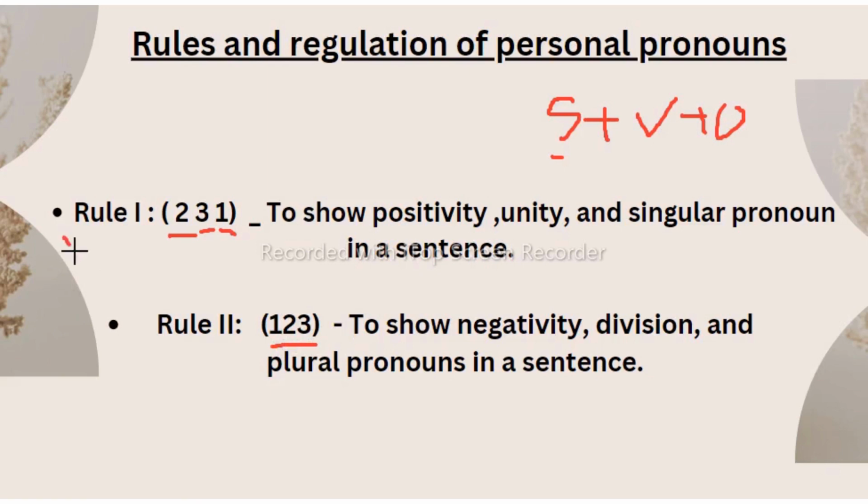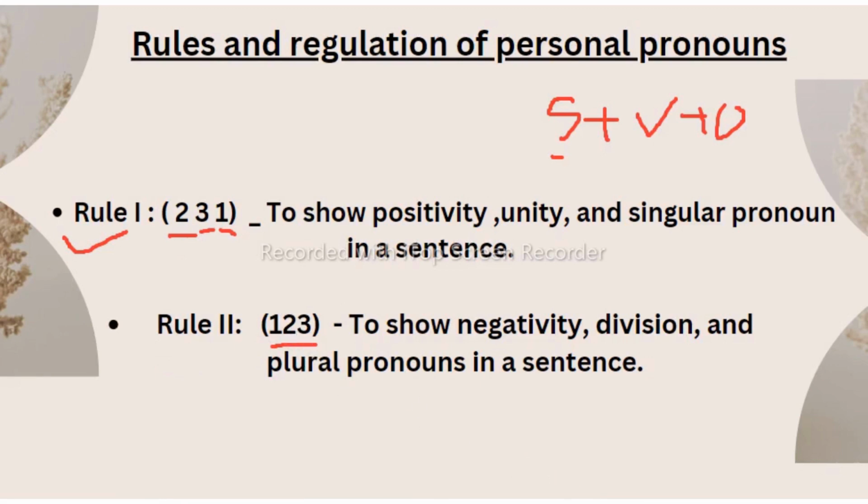If we are talking about this rule, the 2, 3, and 1, so when we achieve something in our life, we give credit to the second person and then to the third person. Then finally we say our name. So there we have to follow this rule 2, 3, and 1. But when we are showing the negativity, we use this structure 1, 2, and 3 order.